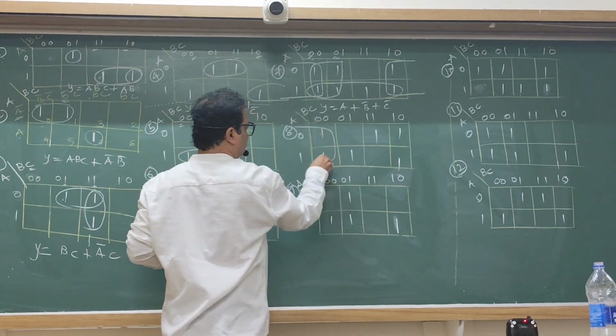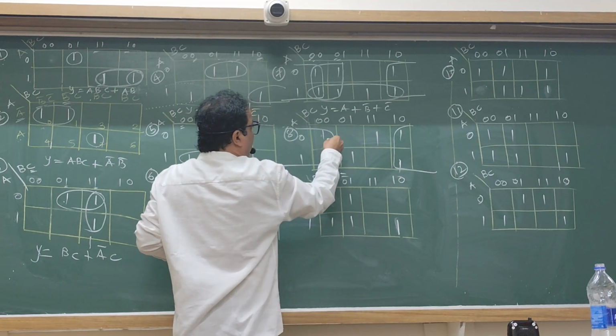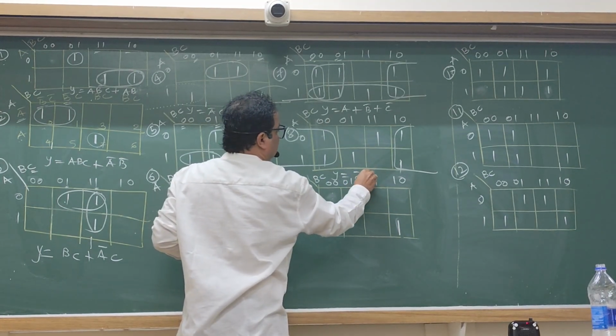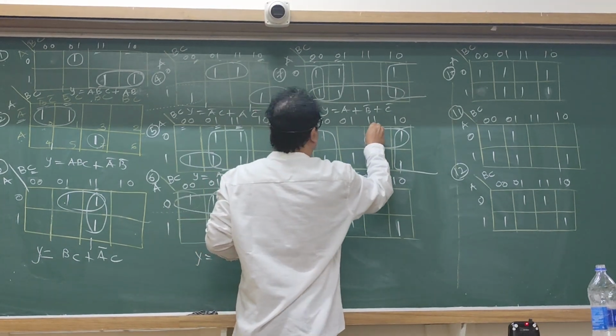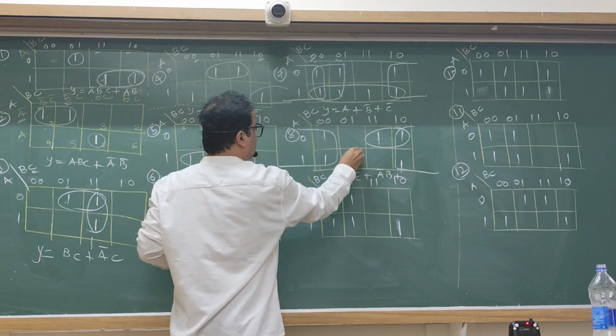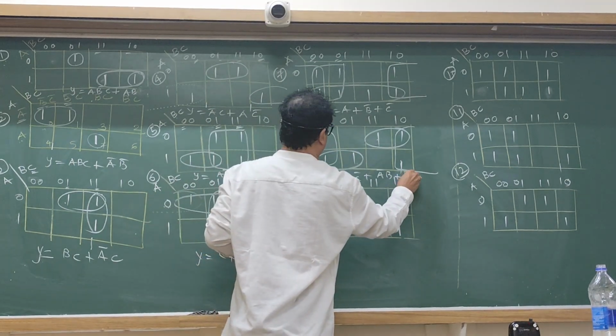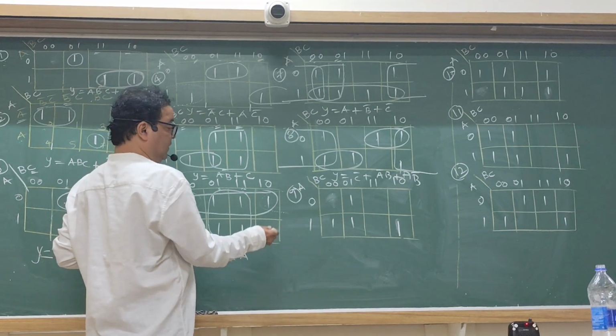Next, this is very easy. This is sideways, a quad. The answer is C bar plus, and this one is remaining. This one will go with this. That is A bar B plus, and this one will go with this. This is A B bar. This is very simple, but the next one is very important.